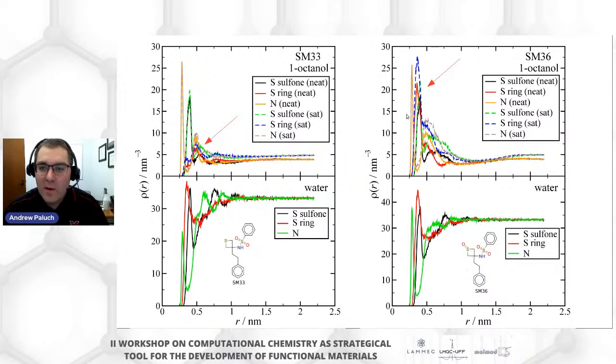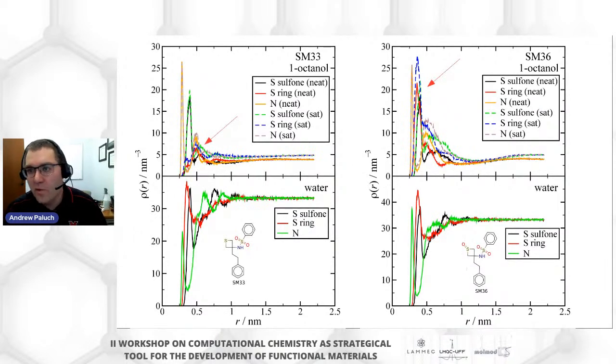What we find is that when we add water, we get a very noticeable difference in the local density of hydroxyl groups around that sulfur. Here I have this hydrogen bond accepting site, and when I add water to my octanol-rich phase, I have an increased concentration of hydroxyls around that sulfur. This ultimately leads to more favorable solvation of that solute in water-saturated octanol compared to neat octanol, which leads to an increase in log P with water-saturated octanol versus neat.